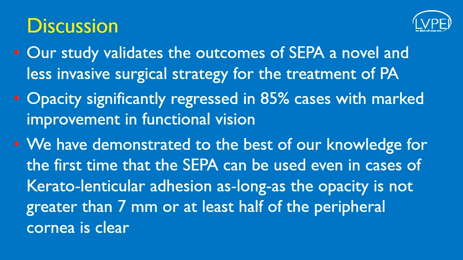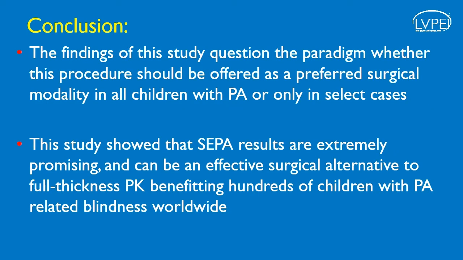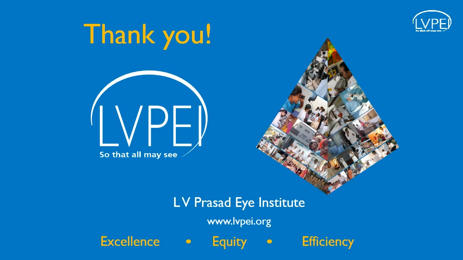The findings of our study question the prevailing paradigm of whether this procedure could be offered as a preferred surgical modality in every case of Peters anomaly, or only in select cases where the corneal opacity is less than 7 millimeters, irrespective of the type of Peters anomaly. The long-term results are extremely promising, and SEPA can be a very effective surgical alternative to penetrating keratoplasty, which would benefit hundreds of children with Peters anomaly related corneal blindness worldwide. Thank you for your kind attention.